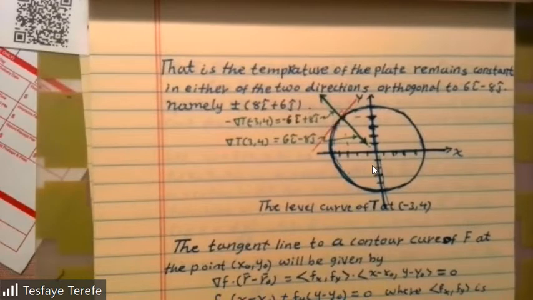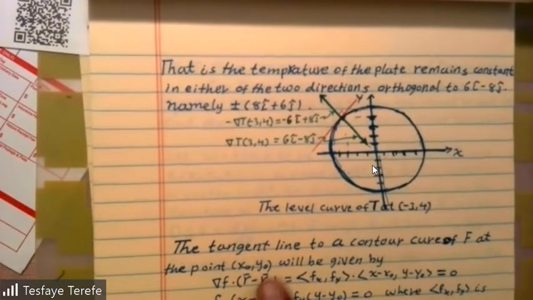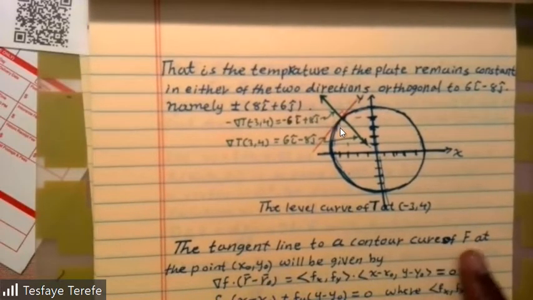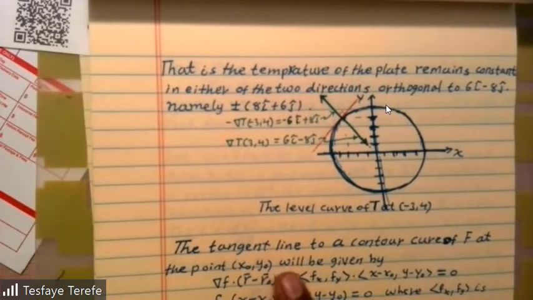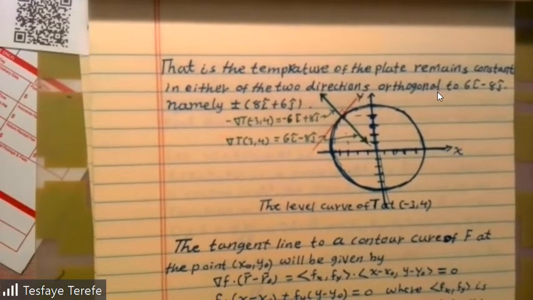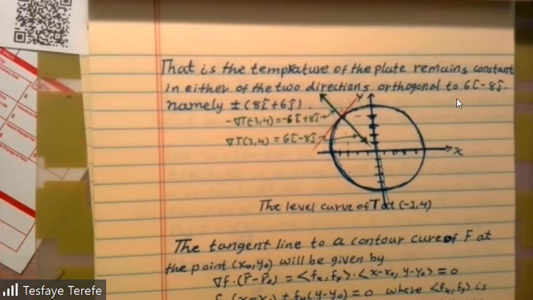Now, the normal and the tangent line to a contour curve of f at the point x sub 0, y sub 0 will be given by this. Then we can have the equation of the normal vector to the contour map, and then we can have the equation of the tangent line. All right.